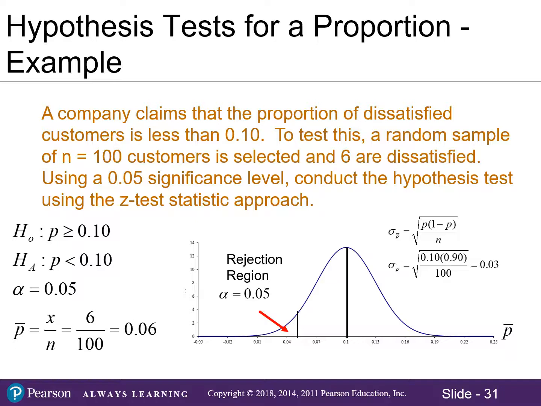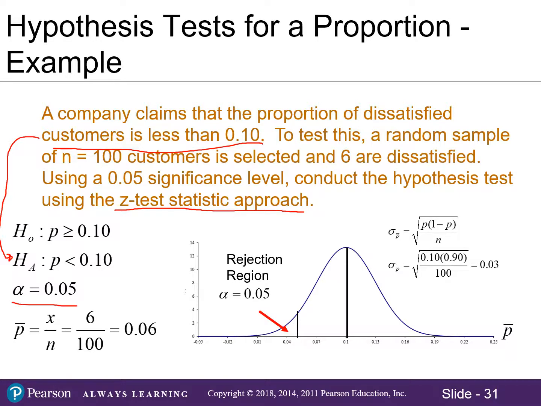All right. A company claims that the proportion of dissatisfied customers is less than 10%. To test this, a simple random sample of 100 customers is selected and 6 are dissatisfied. Cool. Using a 5% level of significance, conduct a hypothesis test using the Z statistic approach. Okay, so less than 10%, that feels like an alternative hypothesis to me. There she goes, right there. Ta-da! So that tells me I'm going to be a one-tailed test.